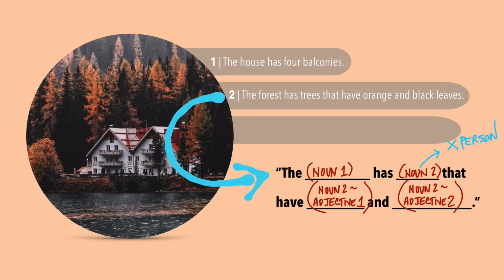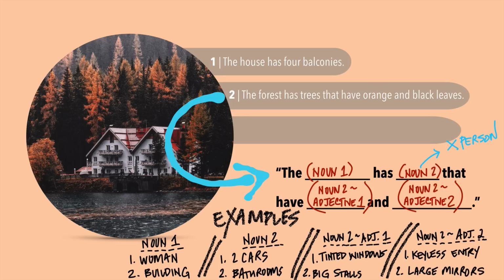Now the pattern is the noun number 1 has noun number 2. Remember, it cannot be a person. That have, now this is an adjective about noun number 2. And then another adjective about noun number 2. So let me show you exactly how this looks, okay? So again, these are my examples. So let's do the first one. I'm going to read the sentence following the pattern. My first example sentence would be, the woman has 2 cars that have tinted windows and keyless entry.